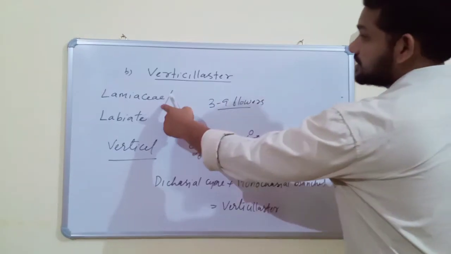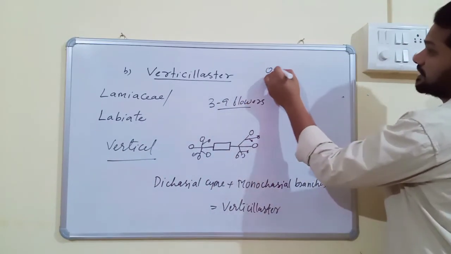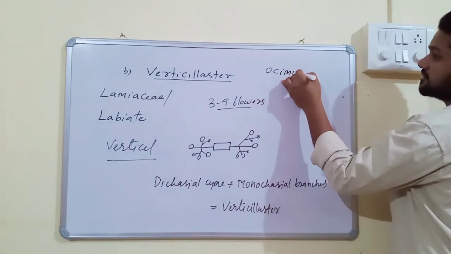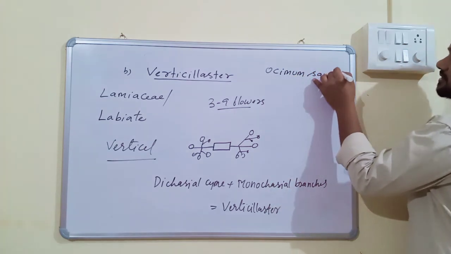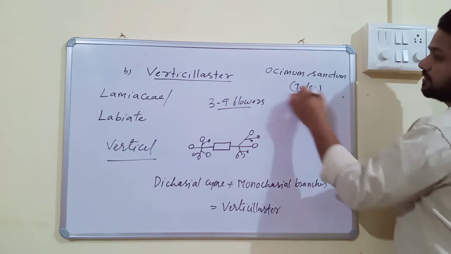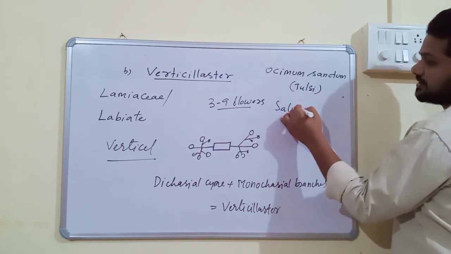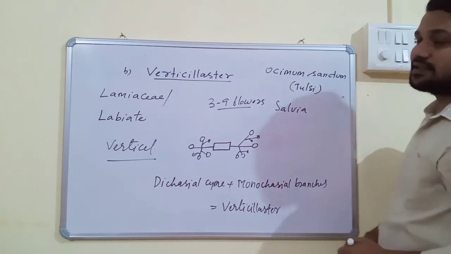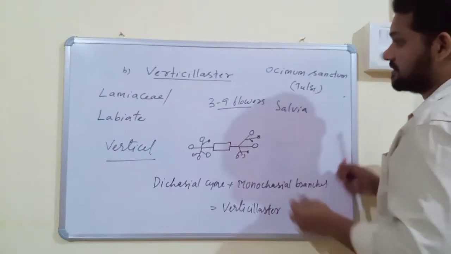Some examples of the Lamiaceae family: one example is Ocimum sanctum, which is the scientific name of Tulsi, and one more example is Salvia. So this is the second special inflorescence.